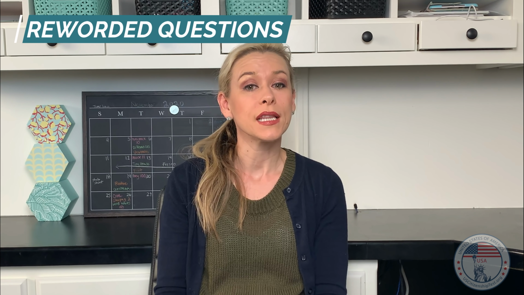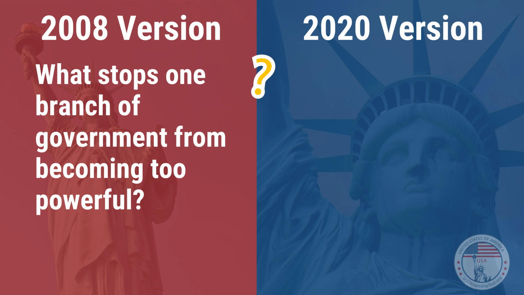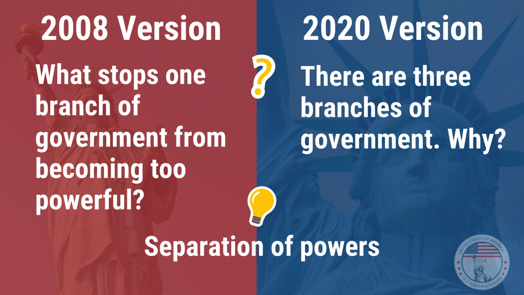Some of the questions have the same answer, but USCIS reworded the question or the answer. For example, in the 2008 version, it asks, what stops one branch of government from becoming too powerful? In the 2020 version, it asks, there are 3 branches of government. Why? And the answer is the same, separation of powers.